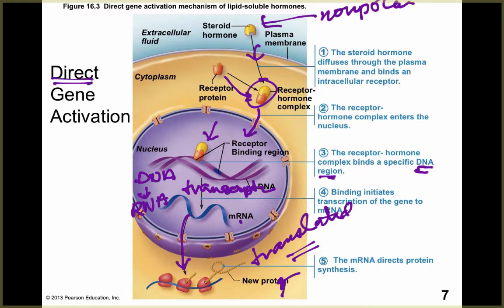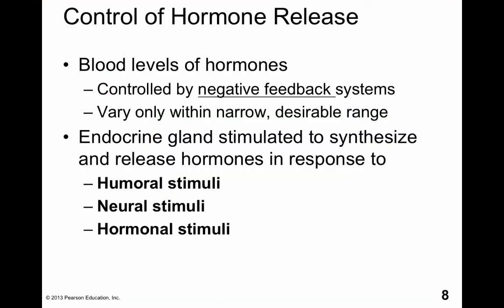So direct gene activation means that it can directly work, where the second messenger system uses a relay system for this kind of stuff to happen because the hormone isn't big enough to get in. So those are the main two forms of basically mechanisms for which hormones act.